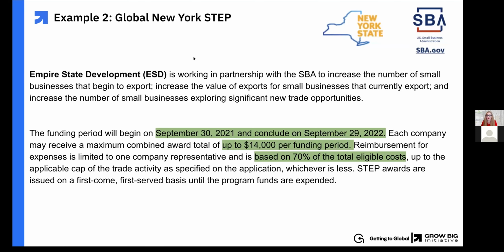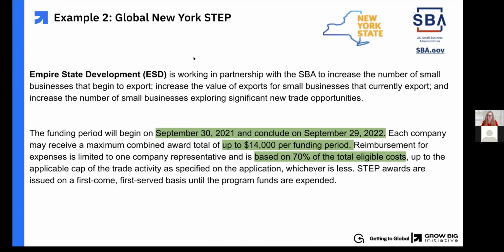Let's take a look at New York. The program is managed by the Empire State Development. Right now, the funding period is open, has started on September 30th, and will conclude next year on September 22nd. So if you're located in the state of New York, go ahead and apply for the grant as soon as you can.